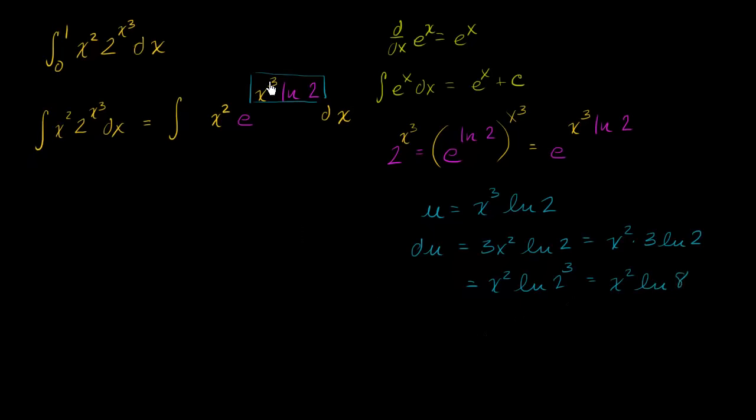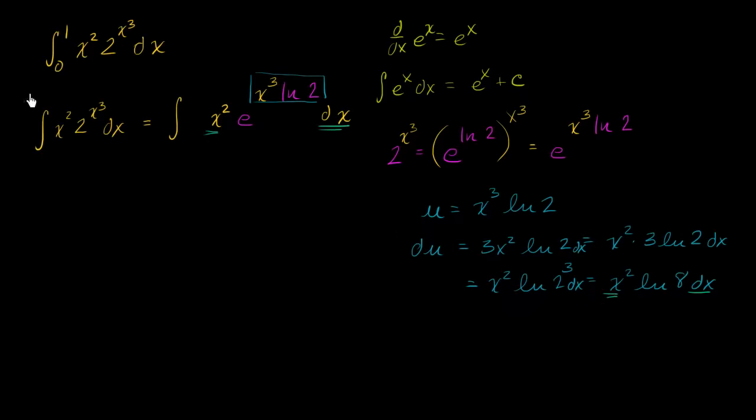So let's see. If this is u, where's du? Oh, and of course, we can't forget the dx. This is a dx right over here. Dx, dx, dx. So where is the du? Well, we have a dx. Let me circle things. So you have a dx here, you have a dx there. You have an x squared here, you have an x squared here.